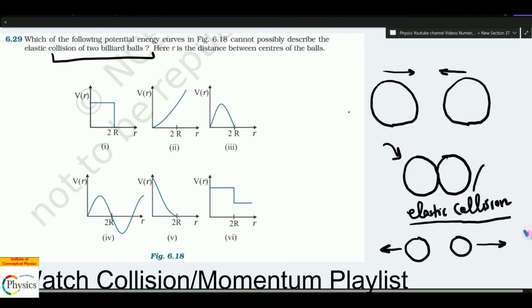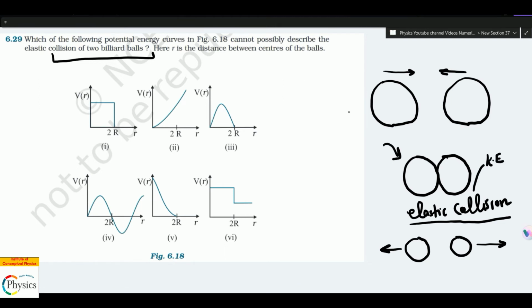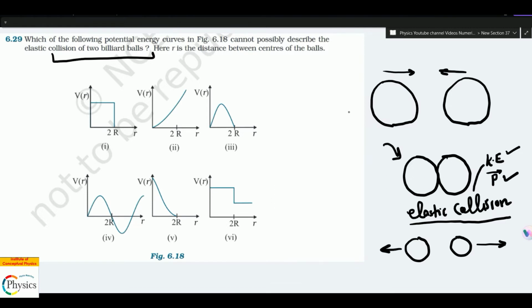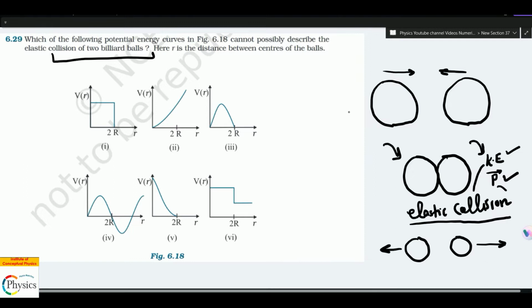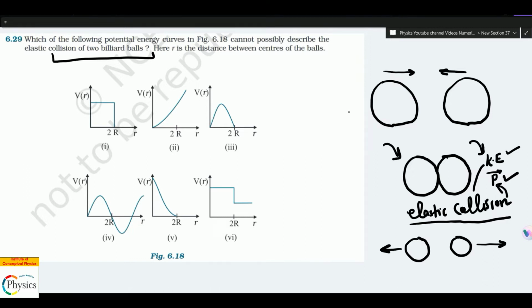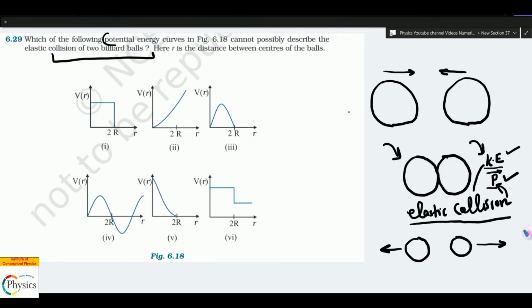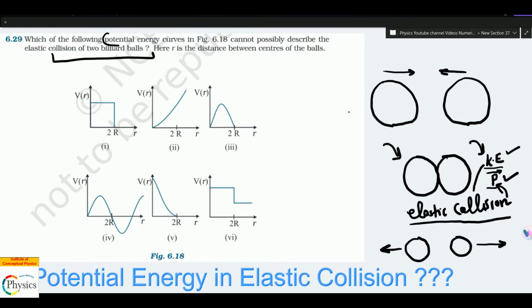So in an elastic collision, the kinetic energy remains unchanged. The momentum also remains unchanged. So there is absolutely no change in these two quantities. But the question is neither about kinetic energy nor about momentum. So these two, kinetic energy and momentum, have completely been ignored in this question. And the question is on potential energy, right? Which to me is a weird situation to be in.